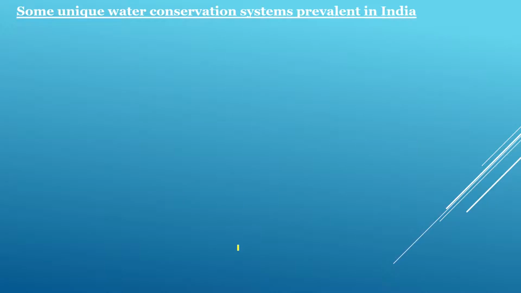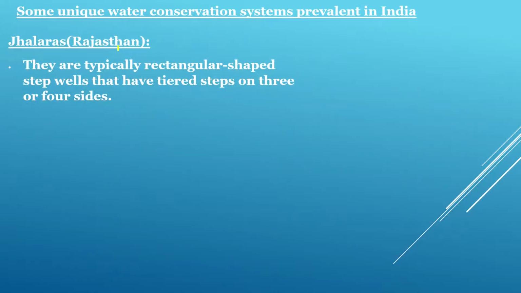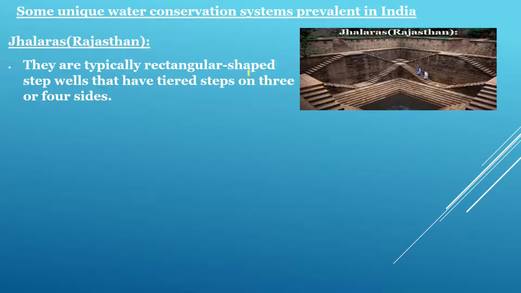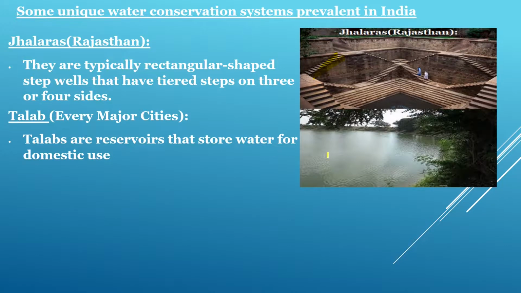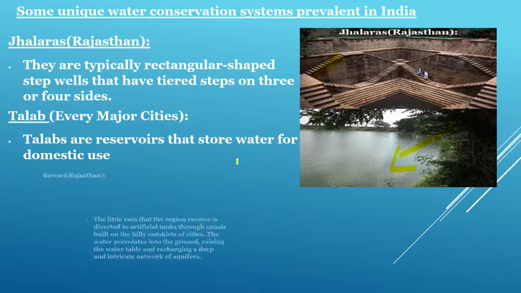Some unique water conservation systems prevalent in India. Jhalaras, in Rajasthan, are typically rectangular-shaped step wells. You can see the steps over here in this picture, that have tiered steps on 3 or 4 sides. Talao: in every major city, especially in North India, we have a talao. A talao is a reservoir where rainwater gets collected from the highland region to the lowland region, and it is used for domestic purposes and sometimes for small farms also.